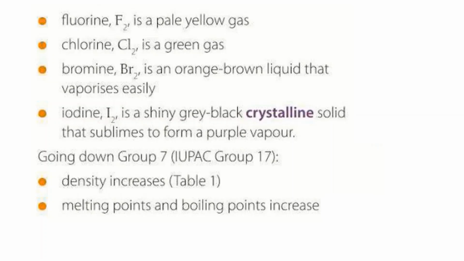Right, this is the trends for halogens. Halogens are in group 7. So fluorine is a pale yellow gas, chlorine is a green gas. Okay, this is in the book. Bromine, remember that these are all diatomic as well. So bromine is an orangey browny reddish liquid that vaporizes easily. Iodine is a shiny grey-black crystalline solid that sublimes to form a purple vapor. Going down the halogens, density increases and the melting points and boiling points increase.